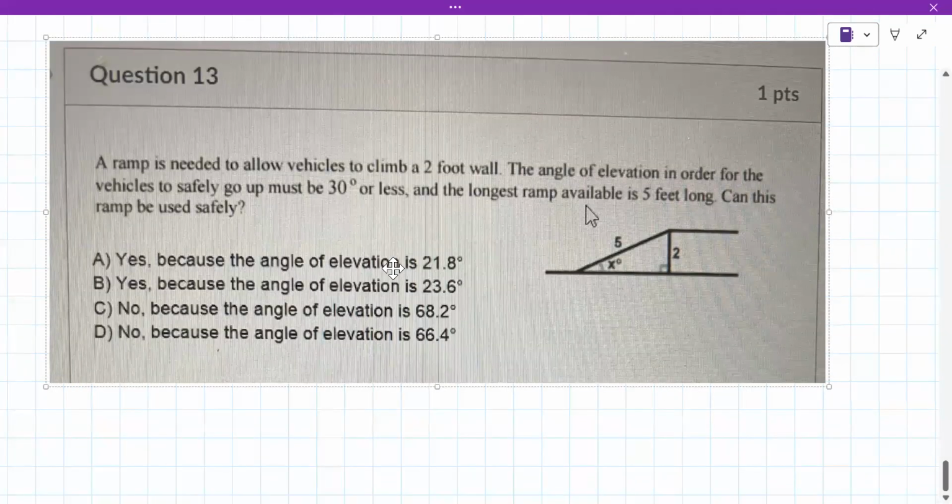So let's take a look here. A ramp is needed to allow vehicles to climb a 2-foot wall. The angle of elevation in order for the vehicle to safely go up must be 30 degrees or less. So what they're saying here is that they don't know the angle X, they're just saying it can't be more than 30 degrees. And the longest ramp available is 5 feet. Can this ramp be used safely? So they're basically saying to solve for X, like get the angle.